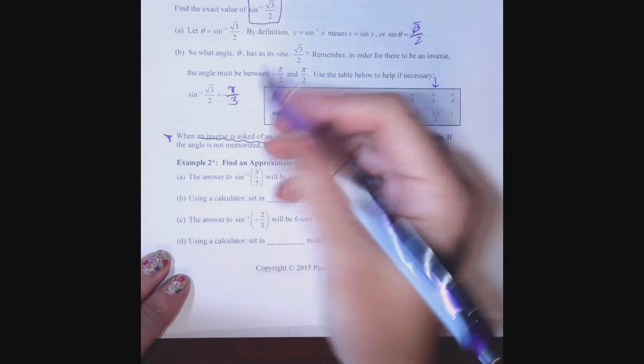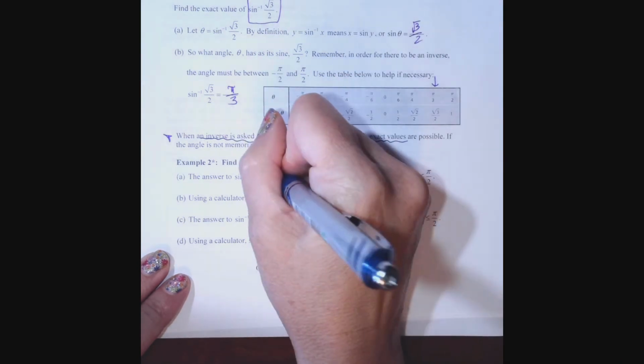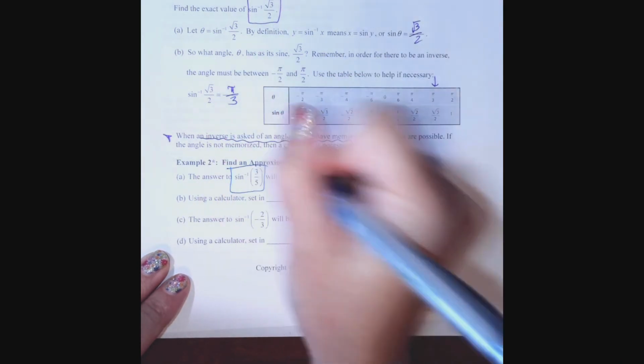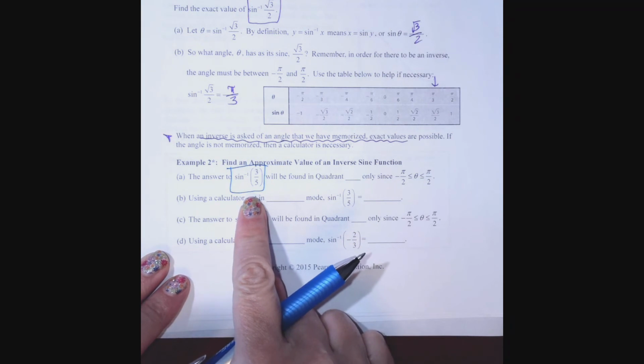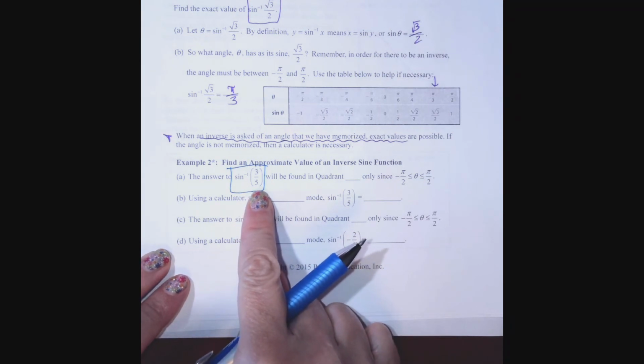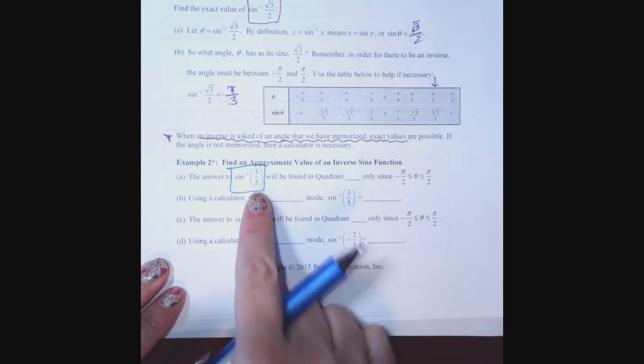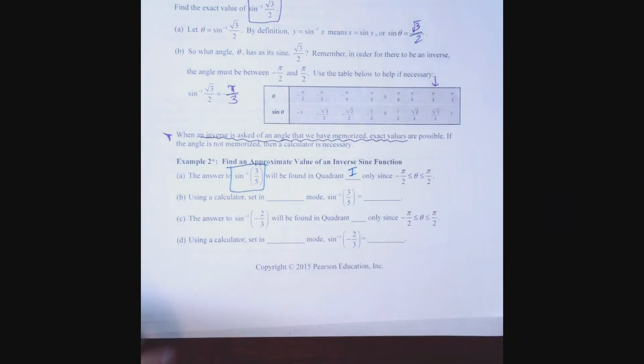We've got sine inverse of 3/5. Now remember, I'm giving the function value and I'm looking for the angle. Well, 3/5 is not one of my special angle function values, so we're going to have to use our calculator. We know that because the sine function value is positive, the angle we get back is going to be in quadrant 1 because we've restricted sine inverse to quadrants 4 and 1.